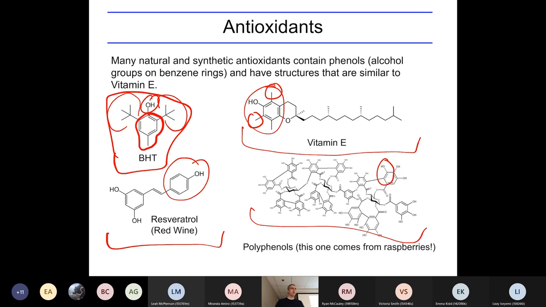BHT is a food additive. They used to just add it to things like cereal to prevent spoilage, because a lot of spoilage of food is radical chain mechanism processes. But people don't like eating industrial chemicals as much as they once did. So now often if you buy cornflakes or something, it'll say BHT is added to the packaging material to maintain freshness.